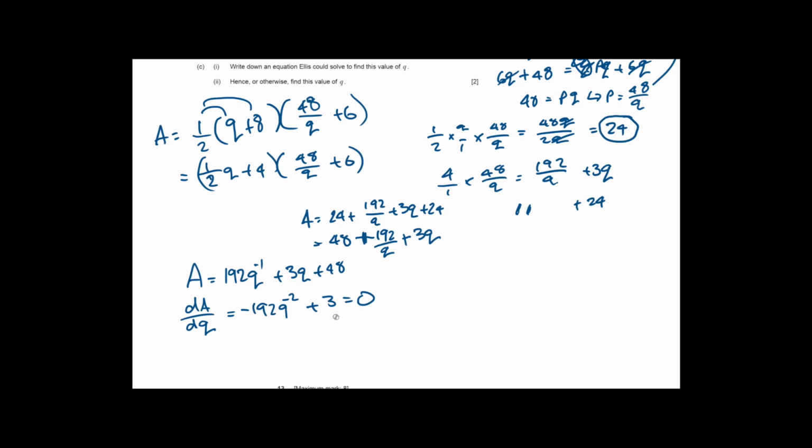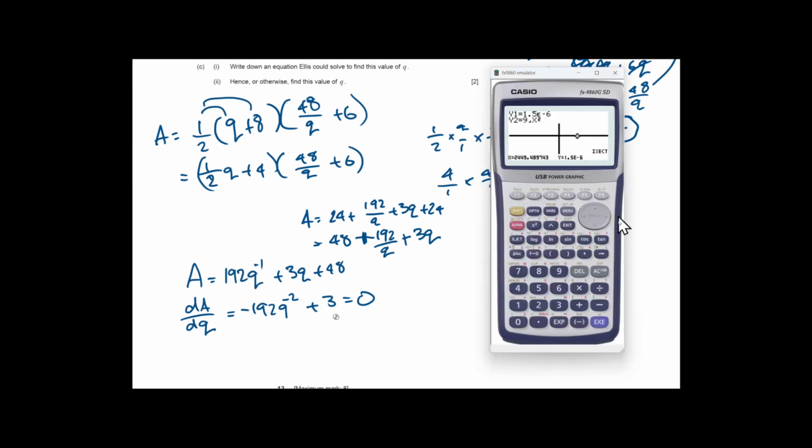But if we're going to use the calculator, let's just use the calculator. Delete that. And delete that. So let's put in the original equation. So 192 over x plus 3x plus 48, the original equation there. Put it in. I'm going to draw it, and then I'm going to zoom.